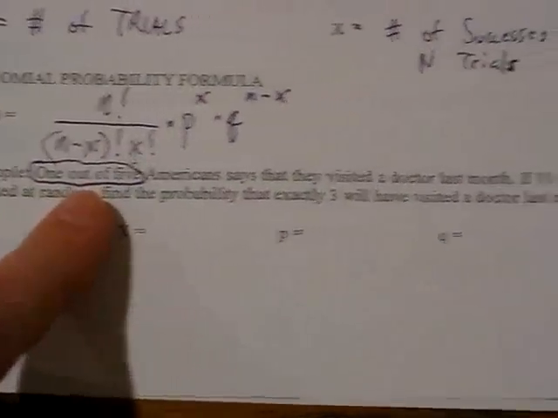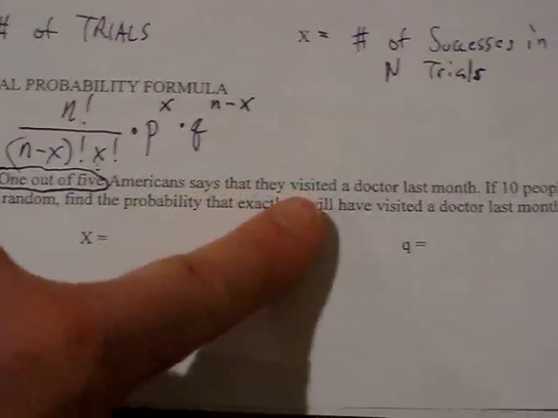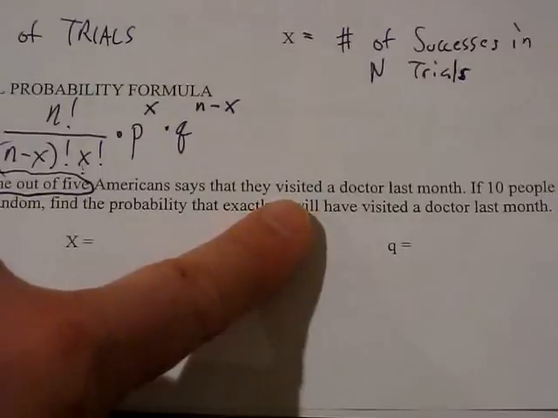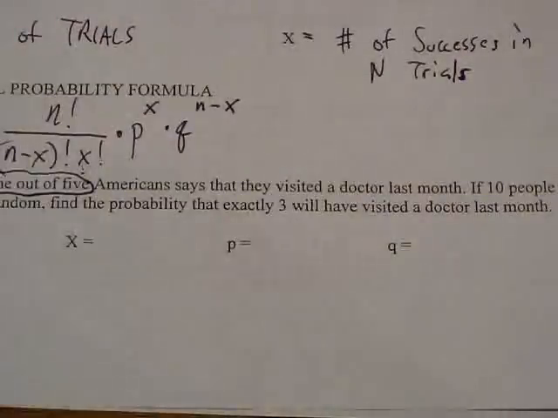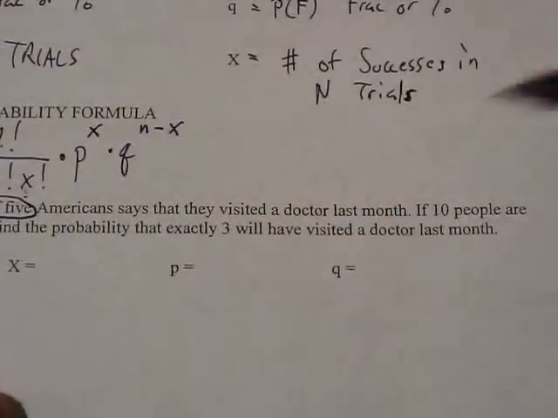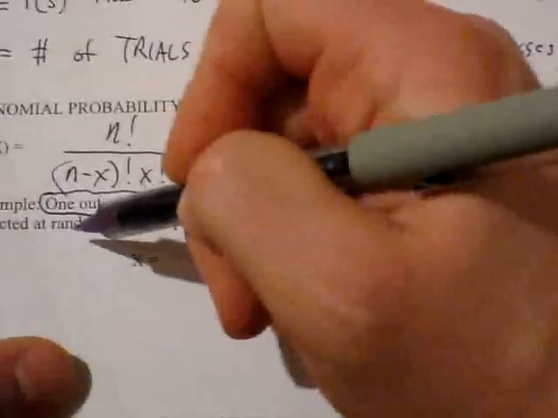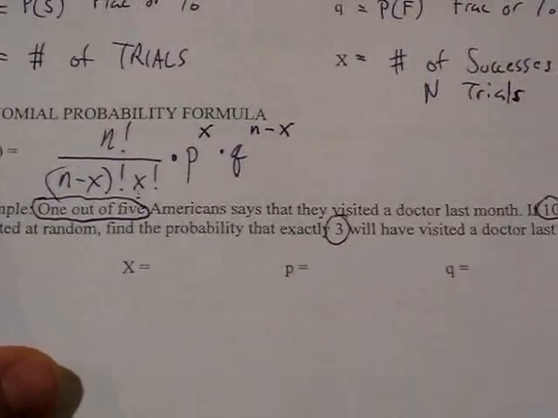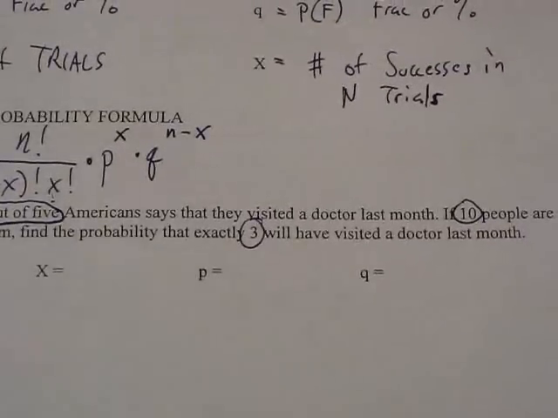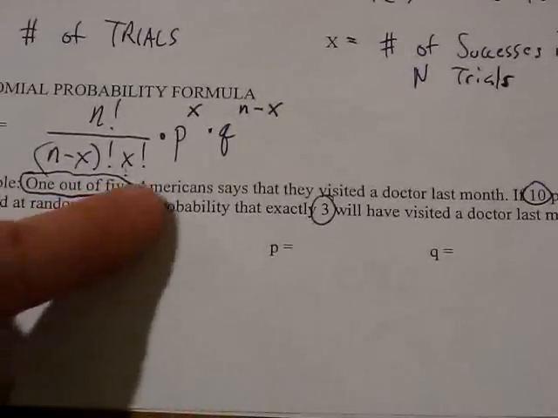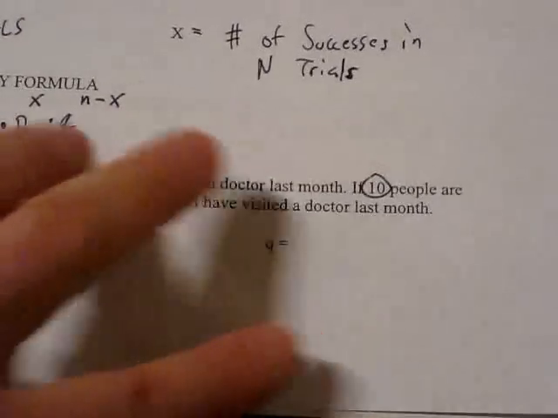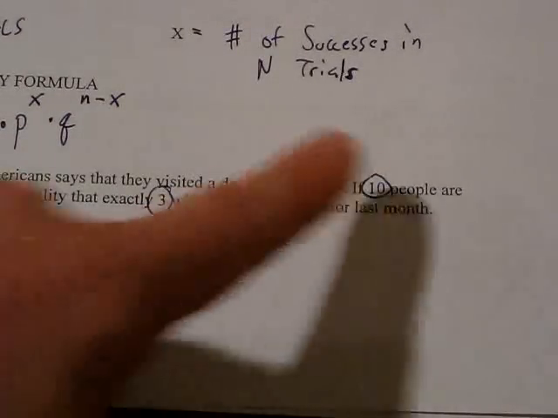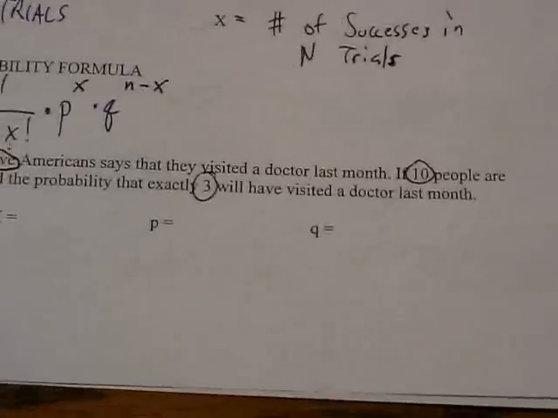1 out of 5 Americans says that they had visited a doctor last month. So 20% visit a doctor. If 10 people are selected at random, find the probability that 3 of them will have visited a doctor last month. So let's do a hypothesis here a little bit. So what we're doing is we're saying that about 20% of Americans visit a doctor each month. So what are the chances that 3 out of 10 or 30% actually saw a doctor that month?